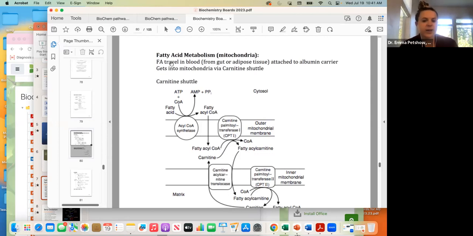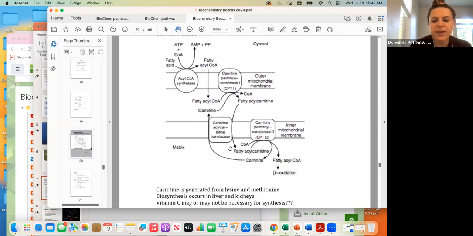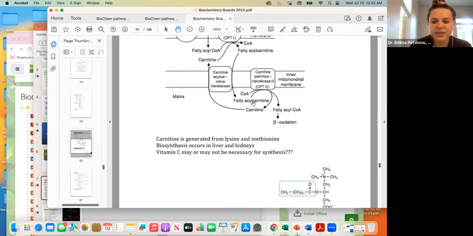Our fats are going to travel in our blood, either from the gut or fat tissue, and they're attached to typically a protein like albumin. They're going to get into mitochondria via carnitine, the carnitine shuttle. So that's how fats will get inside our mitochondria again. So we now have our fatty acyl-CoA inside of our mitochondrial matrix, and now we can undergo beta oxidation.